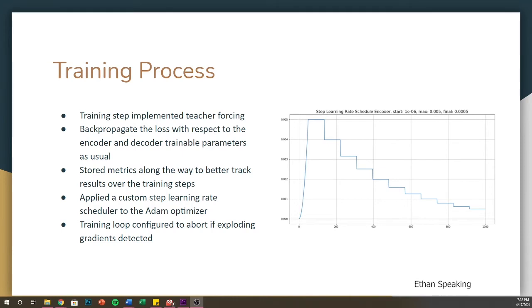The custom training loop that we implemented used teacher forcing. This means that instead of using the predicted character as the following input, the actual character is used as the input, which prevents the model from producing a divergent sequence. As usual, we back-propagate the loss with respect to the trainable parameters and store various metrics along the way to organize our results. Finally, we opted to use a step exponential decay learning rate scheduler on the Adam optimizer.